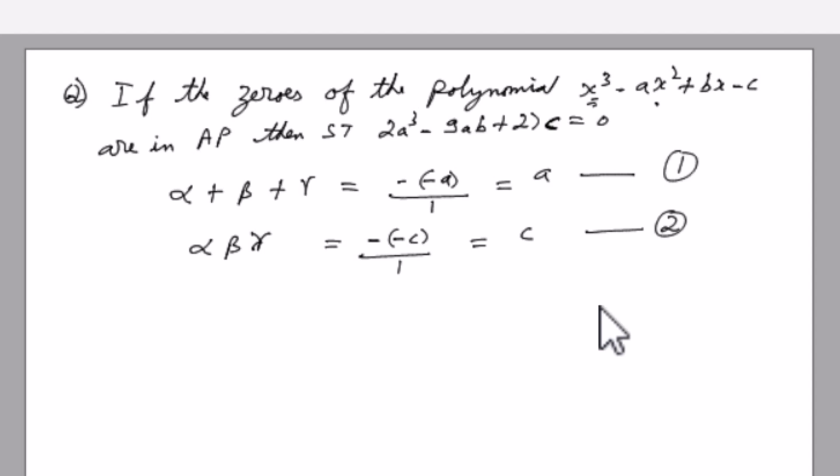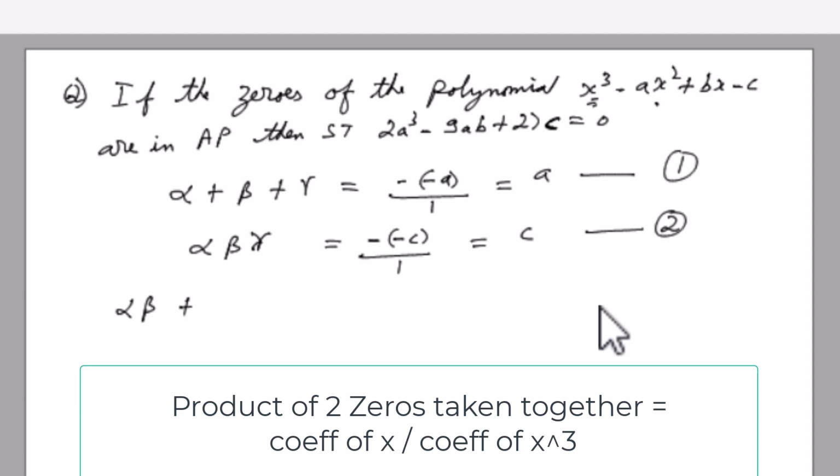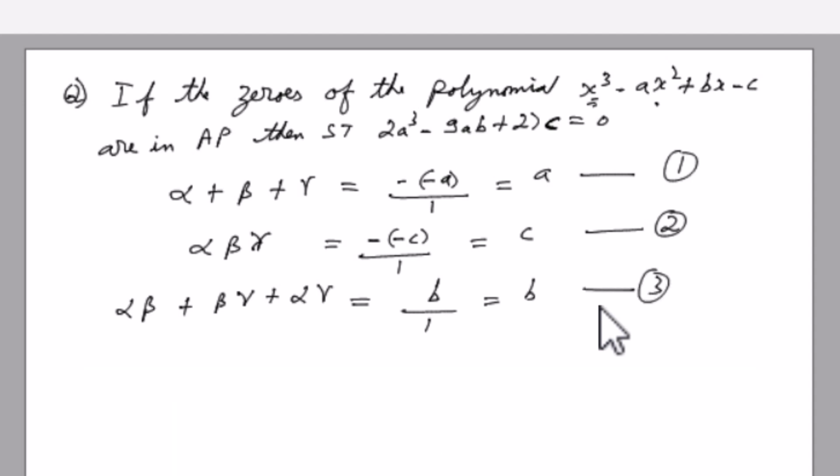We also have an equation where we add the product of two zeros taken together, alpha beta plus beta gamma plus alpha gamma. We get the coefficient of x, which is b, divided by the coefficient of x cube. Once again it is 1, so it will be b. So this is our third equation. So we have all the three equations now. All that we need to do is look at the second part of the question.